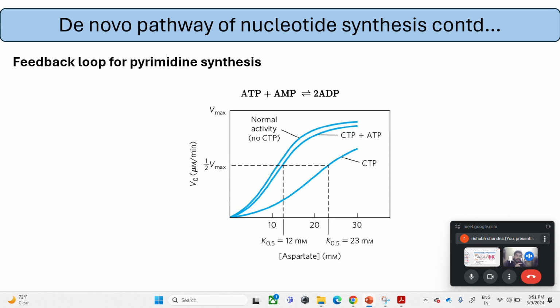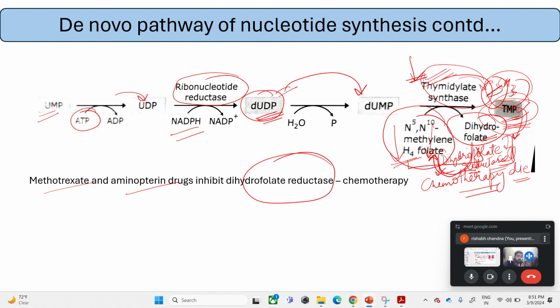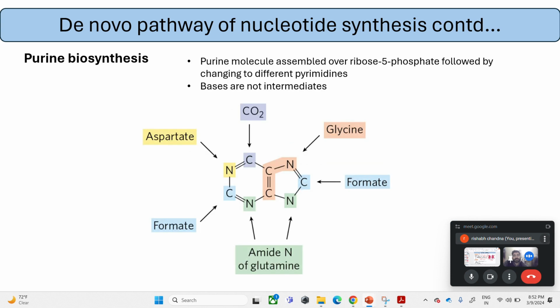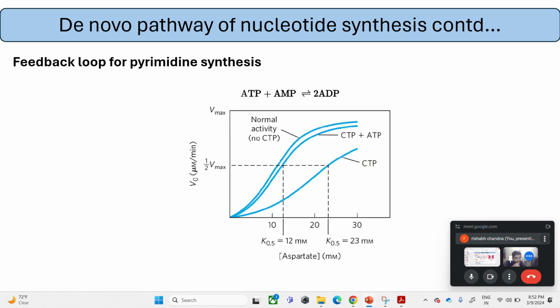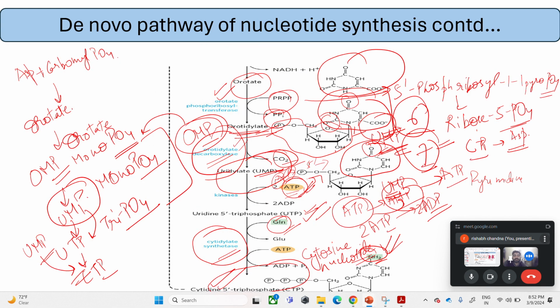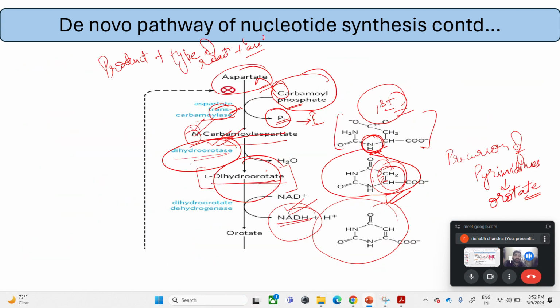Okay, so here comes the end of the pathway for pyrimidine synthesis using the de novo pathway. Now we'll talk about some of the regulations of this pathway and how the feedback loop is performed. First, let's see it in this reaction itself. As we see, CTP is the direct regulator of aspartate transcarbamylase. So this is a feedback inhibition loop.